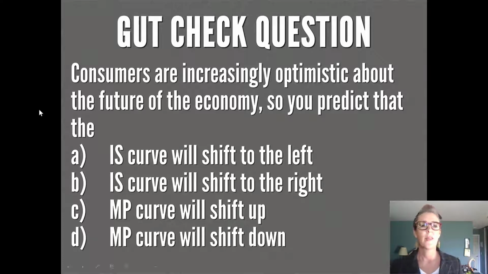And the answer is that it's spending, so it's the IS curve, and it's going to be shifting to the right. People spend more.